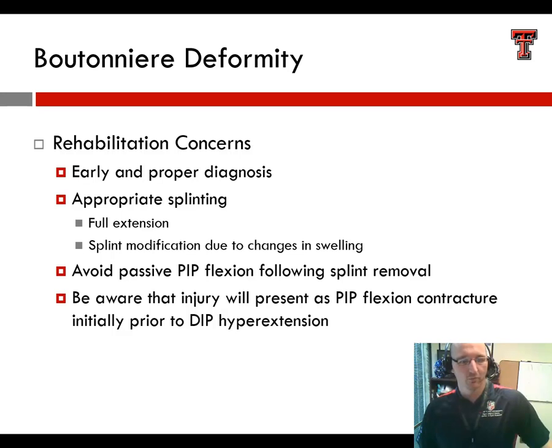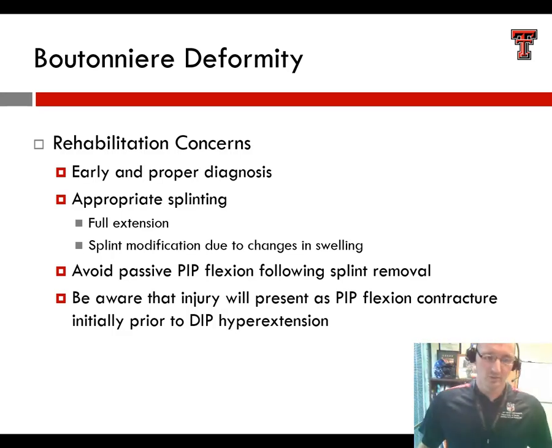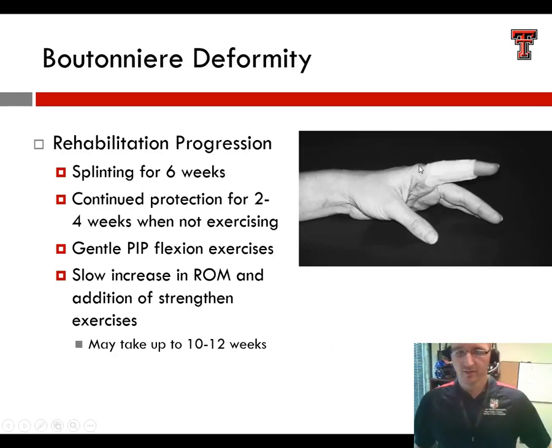We want them splinted appropriately in full extension, and we're going to modify the way they're splinted due to changes in swelling. So we want to avoid passively allowing that PIP into flexion. After the splint's removed, it'll have a tendency to want to return to flexion, and we want to be aware that that injury will present as that PIP flexion contracture before that DIP hyperextension comes in. So here we see how we splint that boutonniere.